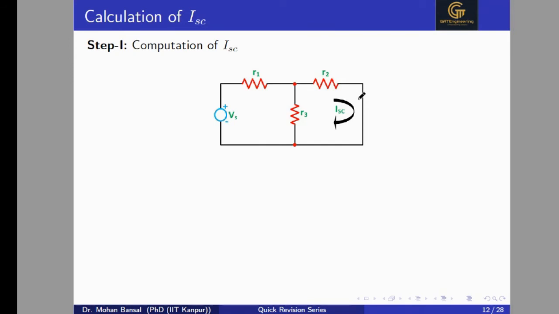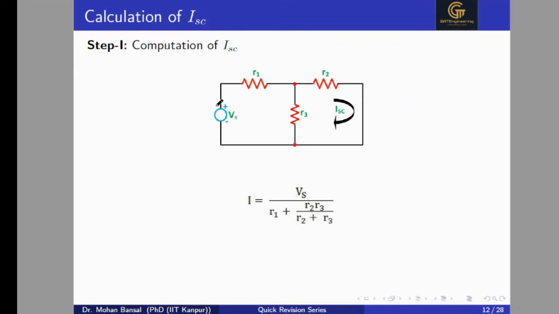So here ISC is the current in this branch. We will compute the ISC for this branch. And how can we compute? We can first find out the current I1 in this branch, and then the current ISC in this branch. You can apply two KVL for finding out the current ISC. After applying the KVL, you will get two equations with two unknowns, I1 and ISC, and you can easily compute the value of ISC.